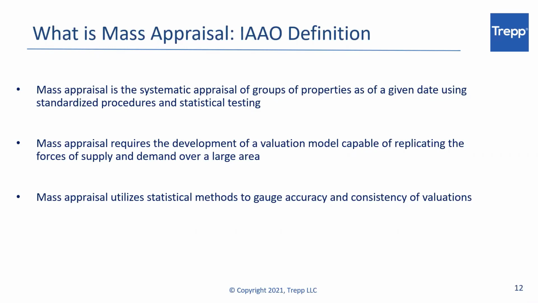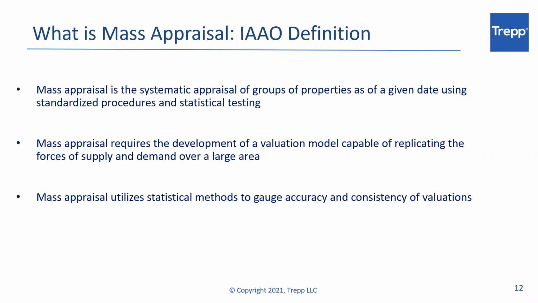What we're going to show here is a general highlight or overview of what we know assessors are charged with in terms of creating a mass appraisal model, in terms of systematically valuing groups of properties instead of just individual properties, et cetera. So we have the IAAO definition here. Effectively, assessors are required to use mass appraisal models, as of a statutory valuation date that creates an assessment, and then they're supposed to test that assessment using standardized procedures and statistical testing.